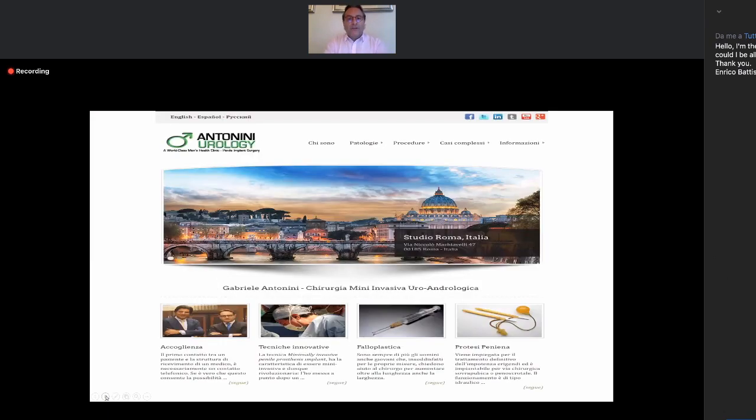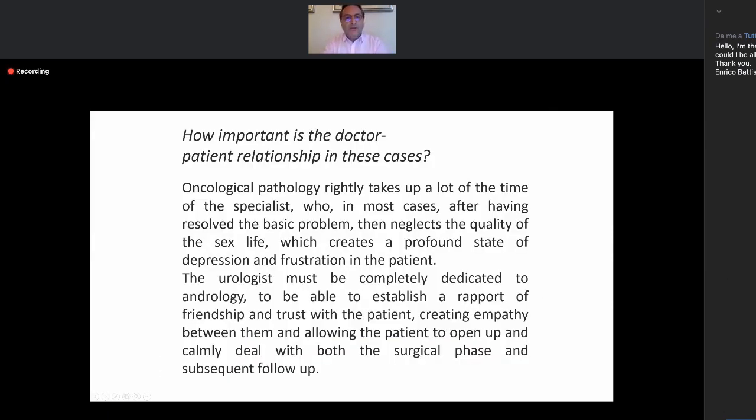How important is the doctor-patient relationship in these cases? Oncological pathology rightly takes up a lot of the time of the specialist, who in most cases, after having resolved the basic problem, then neglects the quality of the sex life, which creates a deep state of depression and frustration in the patient. The urologist must be completely dedicated to andrology or to functional urology to be able to establish a rapport, a relation of friendship and trust with the patient, creating empathy between them and allowing the patient to open up and calmly deal with both the surgical phase and subsequent follow-up.